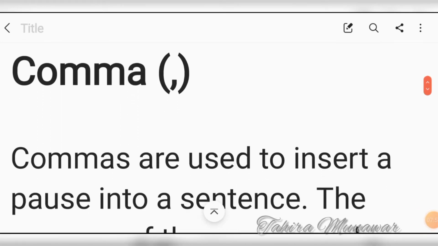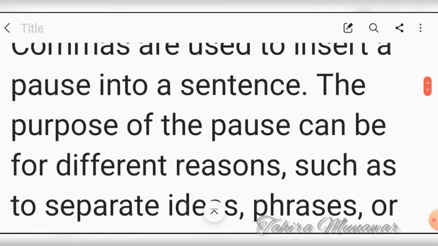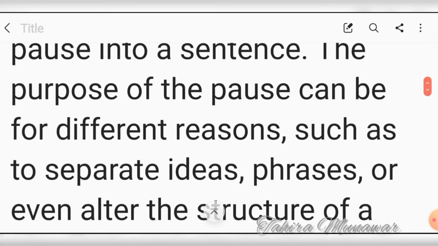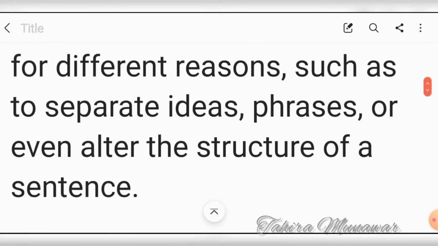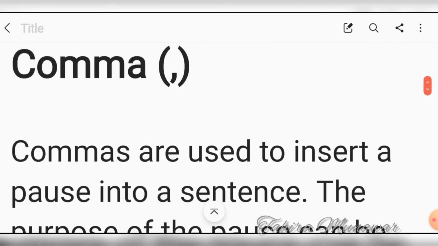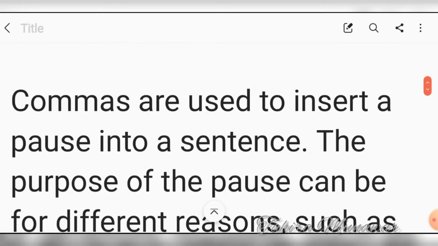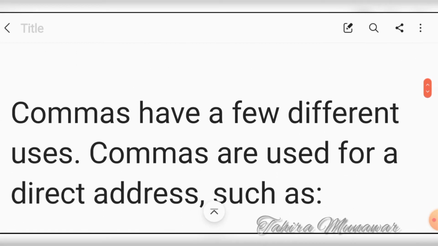Number 3 is comma. Commas are used to insert a pause into a sentence. The purpose of the pause can be for different reasons, such as to separate ideas, phrases, or even alter the structure of a sentence. Basically, commas are separators that we use in a series to separate different things, to give a pause or to separate different ideas.